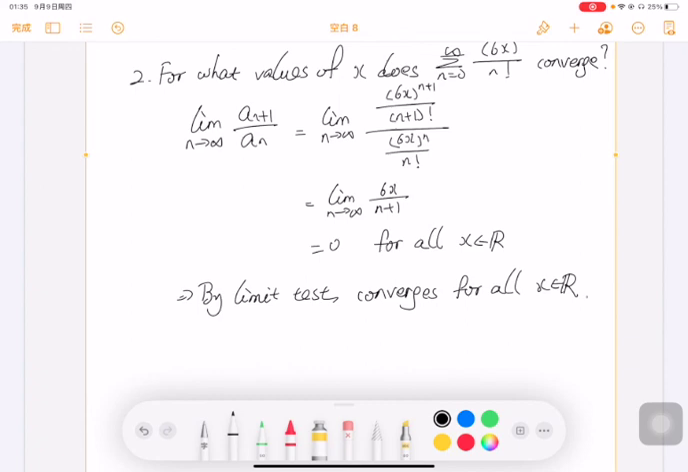Okay, so these are the two WebWork problems I plan to go over. So that is all for today. This is the last lecture.